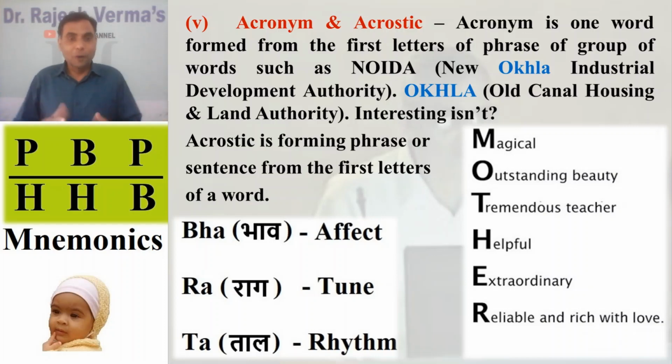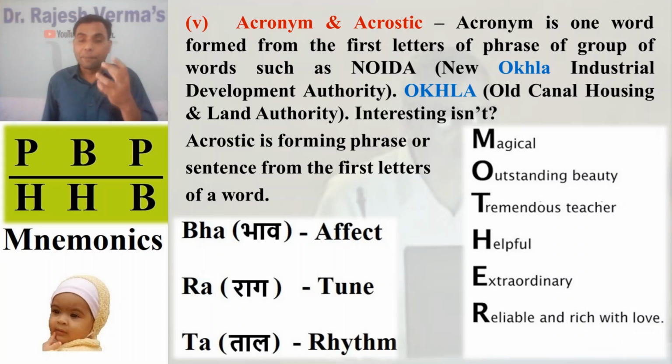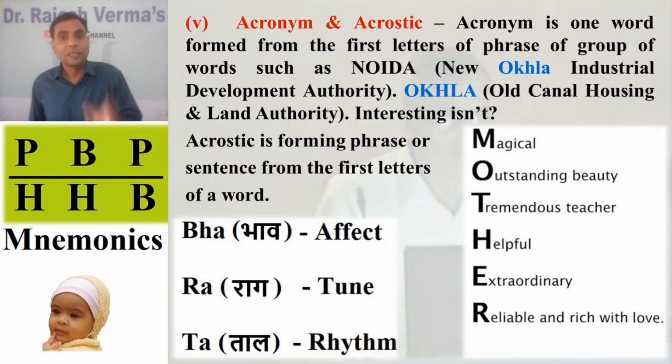So Noida, and now just come to Greater Noida. It's a very beautiful place, just near the capital of India, New Delhi. This way we can remember various information using acronyms. An acrostic is forming a phrase or sentence from the first letter of a word. So you take a full word, and from each letter you form phrases. For example, Bharat, the other name of India: Bhav, Rag, and Tal, that is affect, tune, and rhythm.